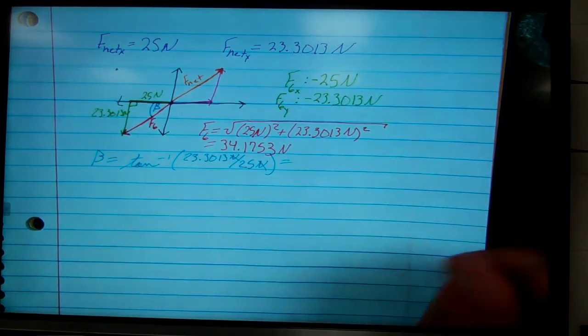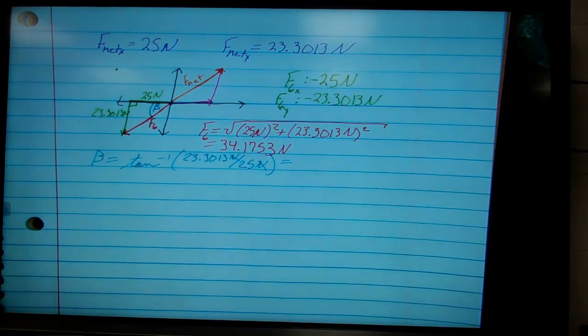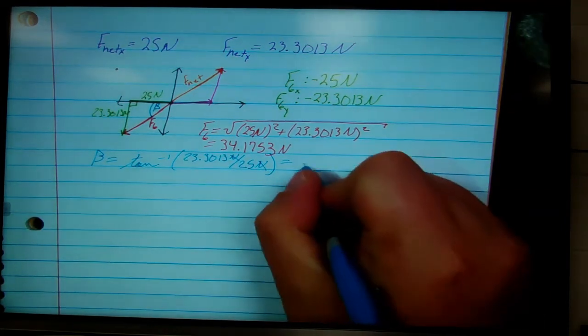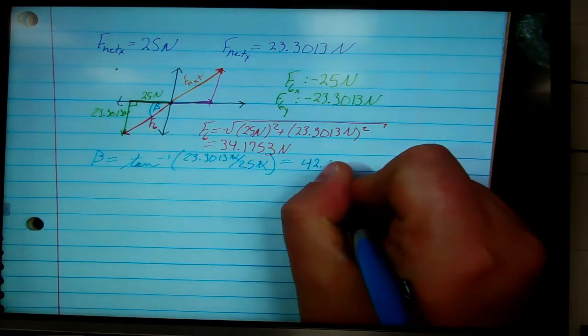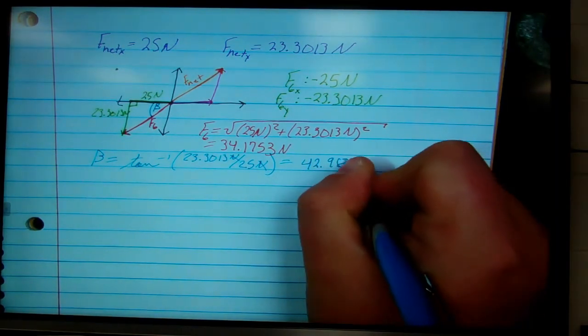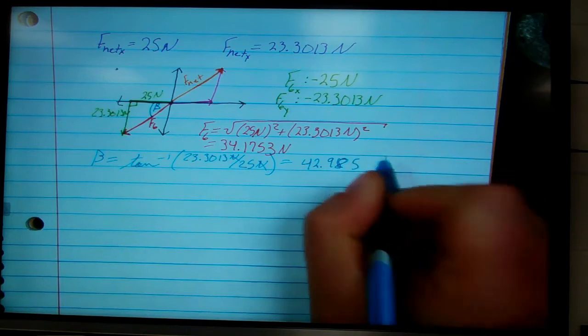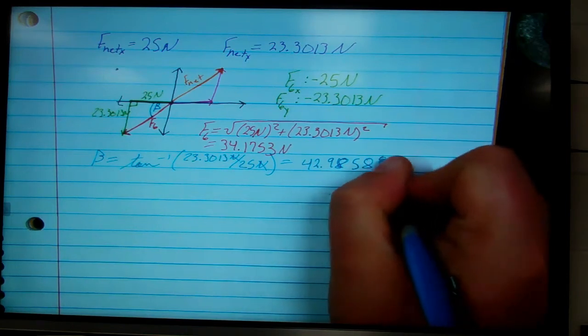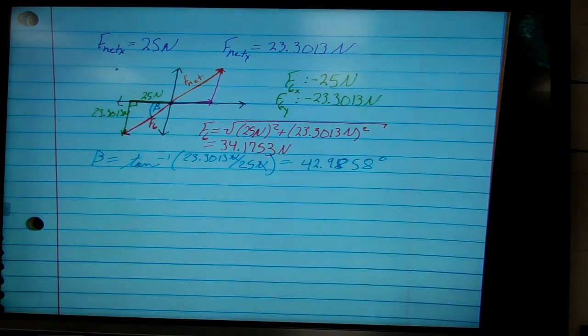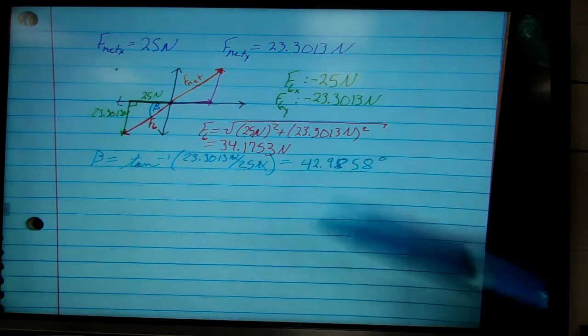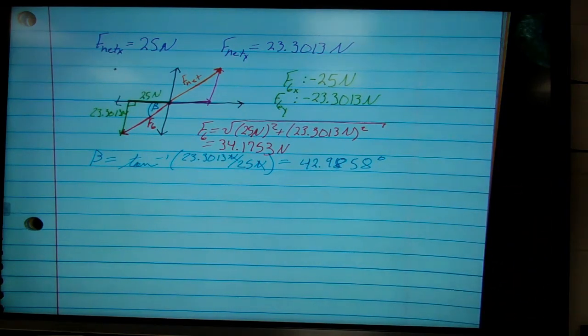So we gotta find angle beta, which is just the inverse tangent of 23.3013 divided by 25. So we get 42.9858 degrees. It's not the end there. That's not the end.